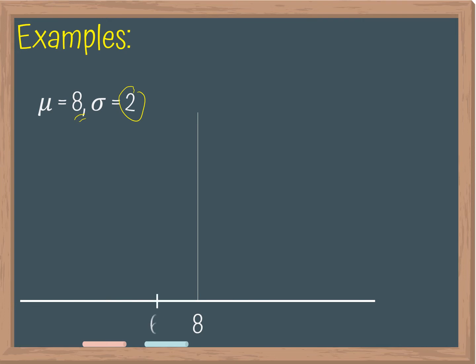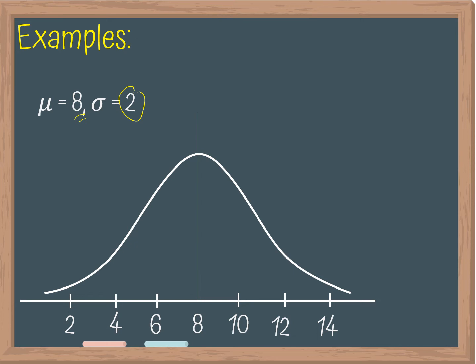So that will be 8 minus 2, that will give us 6, minus 2, that will be 4, and then minus 2 again, and that will give us 2. After that, we're going to proceed to the right side. This time, we are going to add 2 to the value of the mean. So that will be 8 plus 2, that will give us 10, plus 2, that will be 12, and another 2, giving us 14. So we're going to finish our illustration by drawing a smooth curve. And that will be the normal curve representing the distribution with a mean of 8 and a standard deviation of 2.